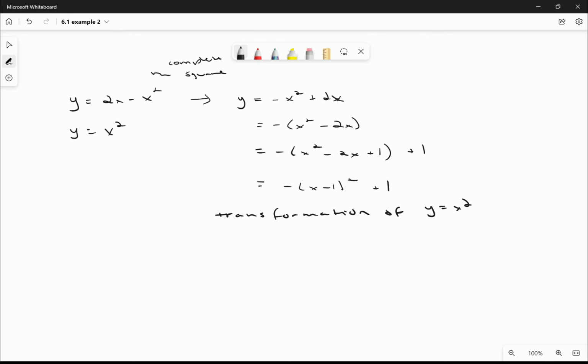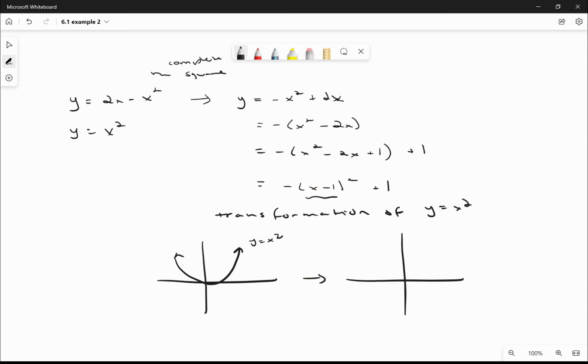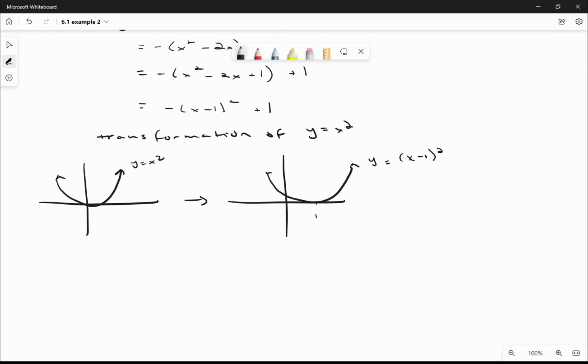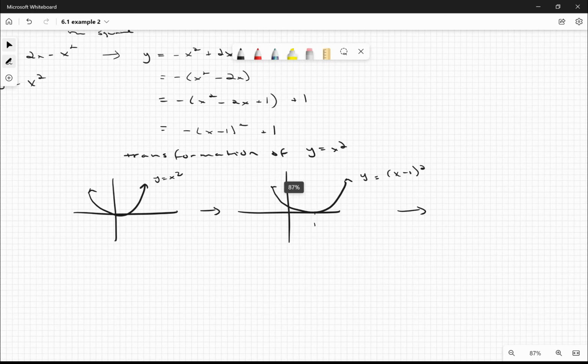Right, so we have a few things going on here, right? We have first starting with y equals x squared, right? We are subtracting 1 from the x term, right? So we are shifting this over to the right 1 unit, right? So now this is y equals x minus 1 squared, right? And then we can take that and transform it again. There's a few things going on, like I said.